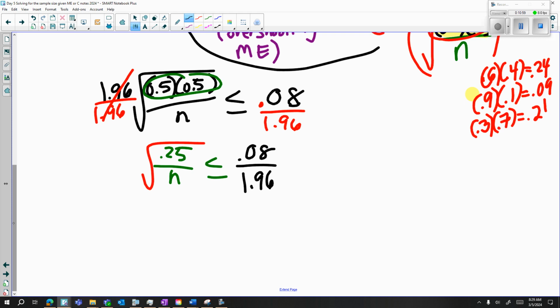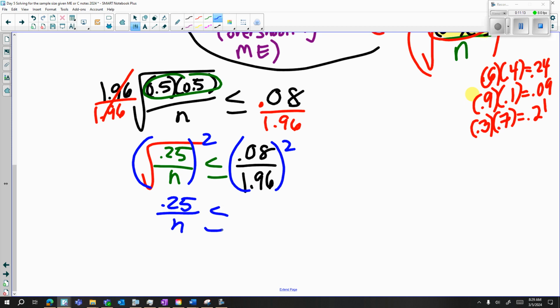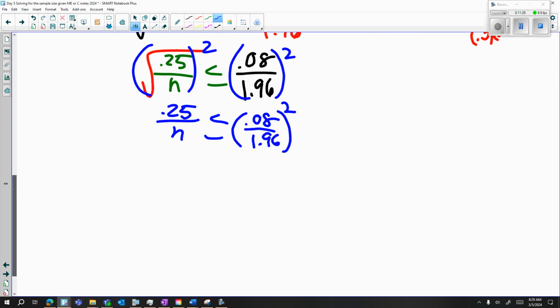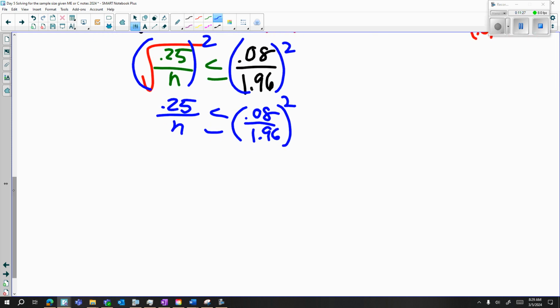Now, how am I going to get rid of the radical? How do I get rid of the square root? Yeah, square both sides. Remember, what you do to one side, you do to the other to keep it balanced. So now you're going to get rid of the radical. You're just going to have 0.25 over n is less than or equal to this thing. Now, if you want, you can put this in the calculator and see what we're working with. And then I do want to mention that we have kind of like the cross multiplication situation coming up, okay?